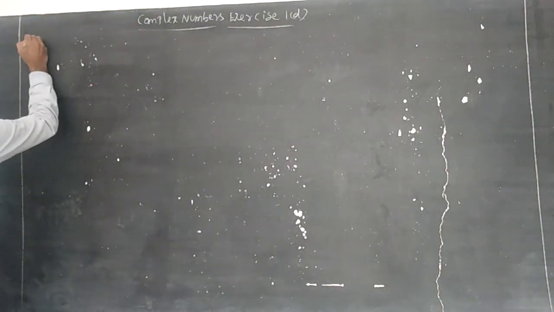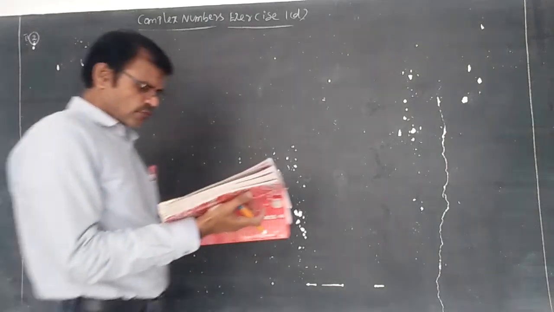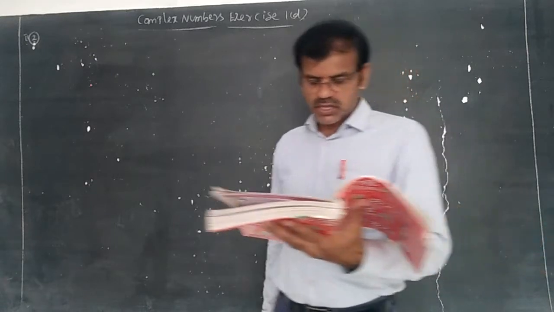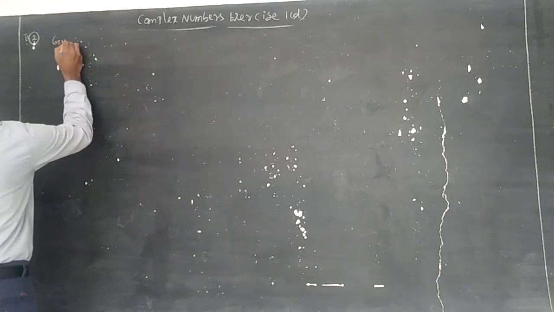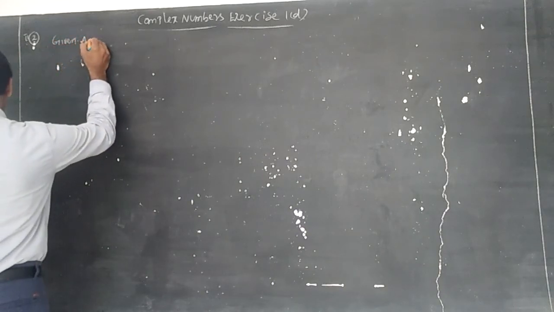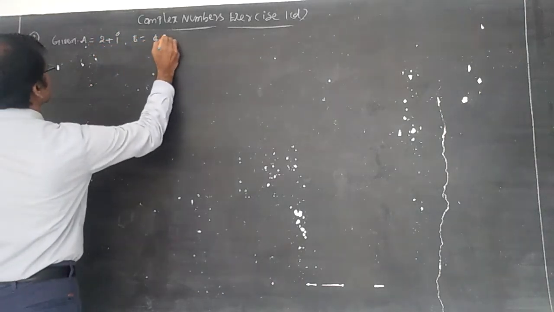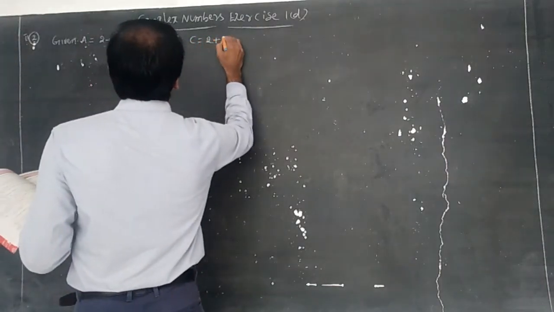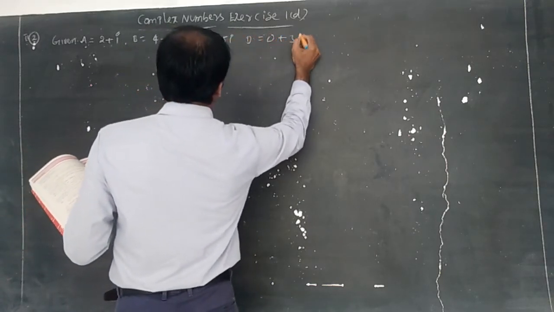Second Roman, second question. Show that the four points represented by the complex numbers 2 plus i, 4 plus 3i, 2 plus 5i, and 3i are the vertices of a square. Given, put A, B, C, D names. A is equal to 2 plus i, B is equal to 4 plus 3i, C is equal to 2 plus 5i, D is equal to 3i. You write this one as 0 plus 3i.